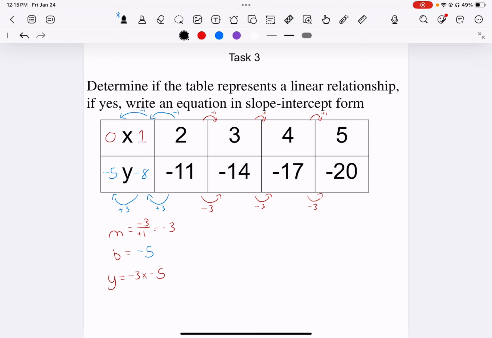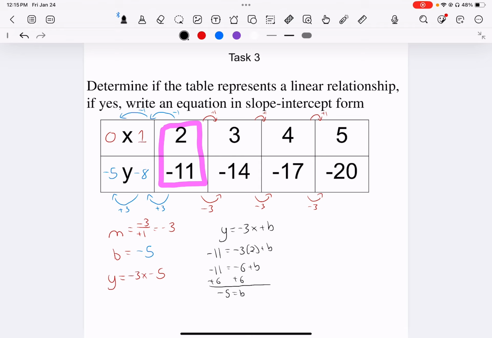Another way I could find the y-intercept is to set up my equation of y equals negative 3x plus b. And now I'm going to use one of my points, the 2, negative 11, and substitute that into my equation. So I'd have negative 11 equals negative 3 times 2 plus b. Negative 11 equals negative 6 plus b. And when I add 6 to both sides, I have negative 5 equals b.